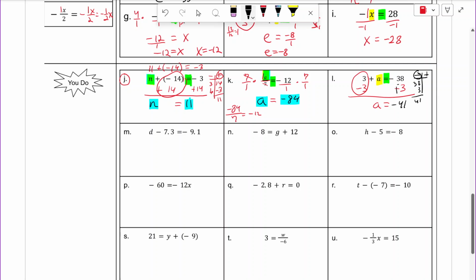Now you could have, instead of subtracting 3 from both sides, just done the opposite, adding a negative 3 to both sides. And you see they look the same as well. All right, so I'm going to have you pause the video and try this complete row right here: M, N, and O. Pause the video and try all of those right now.